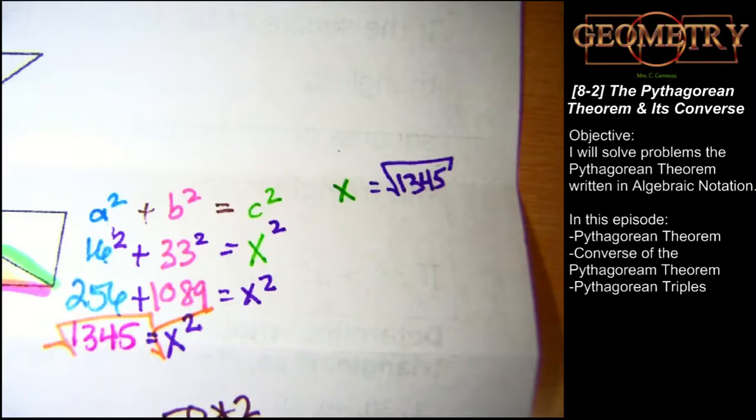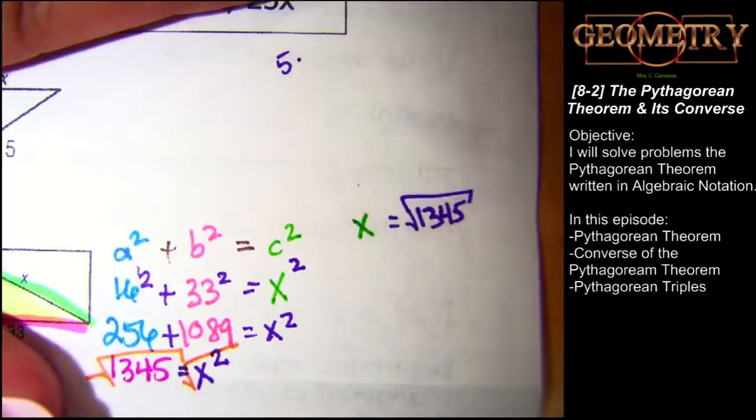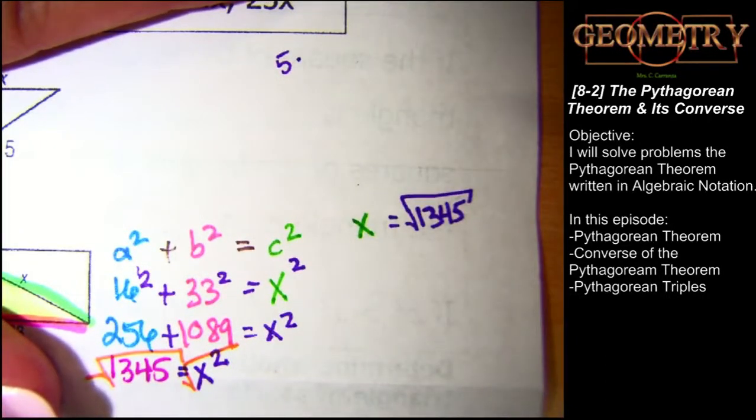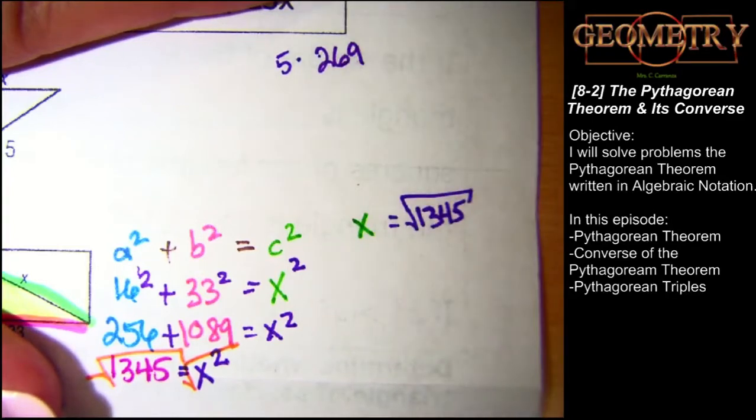All right, so I need to find all the factor pairs of 1345. I know it's divisible by 5, so help me out. 1345 divided by 5 is 269. What's 269 divided by 3? Is it divisible by 3? No, it gives you a decimal, right?